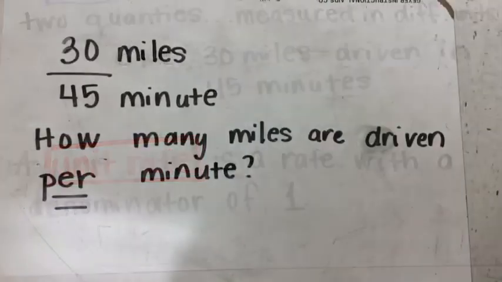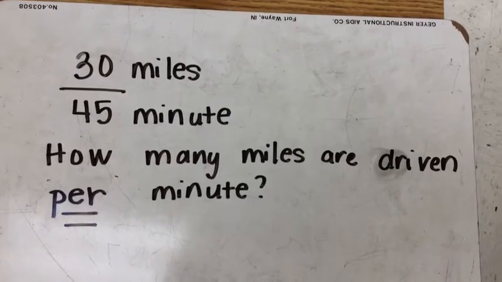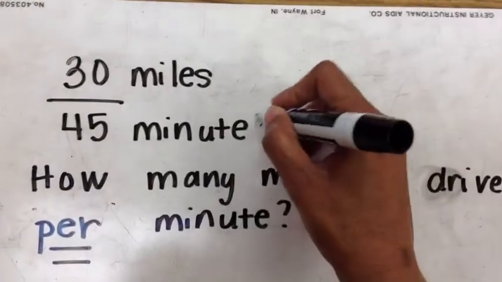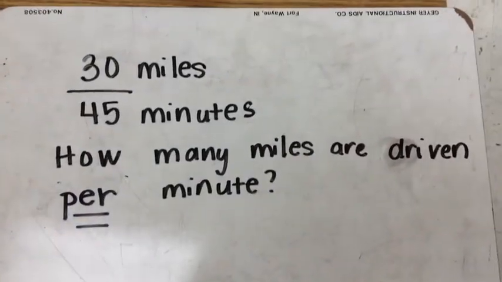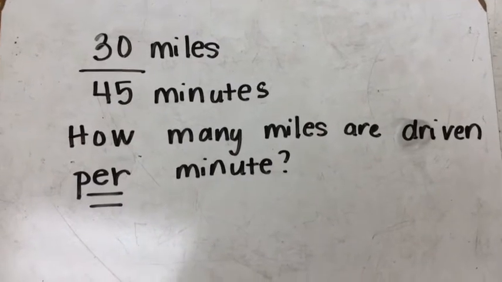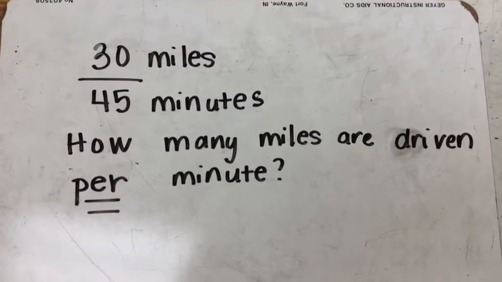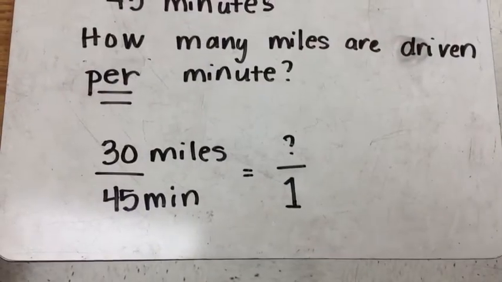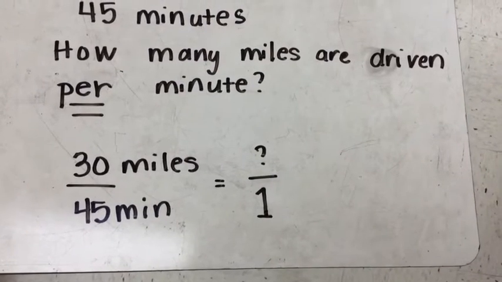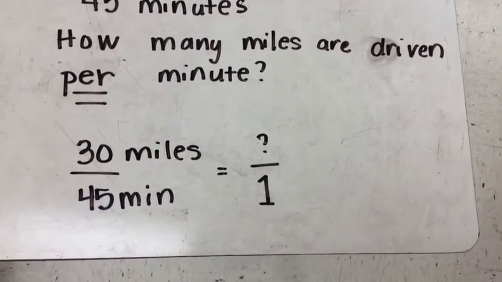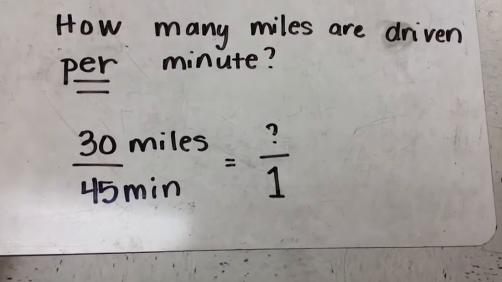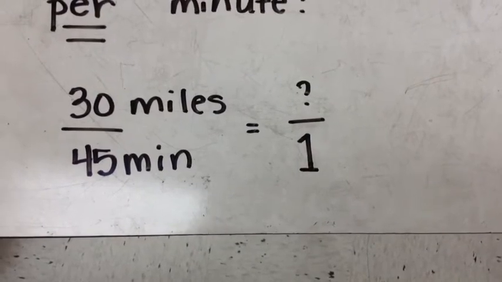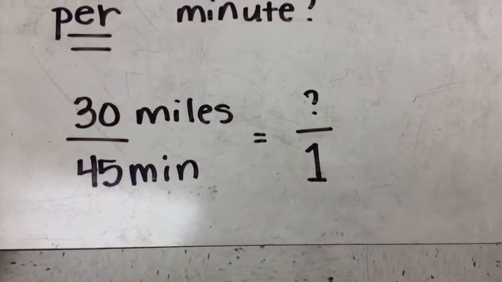of 1. So in using the same example, 30 miles driven in 45 minutes, unit rate would ask the question, how many miles are driven per minute? Per, P-E-R, is often a word you will see when you're asked to find the unit rate. So if we are going to find how many miles are driven per minute, we can set up the following comparison of ratios. If 30 miles is driven in 45 minutes, how many miles are driven in 1 minute?